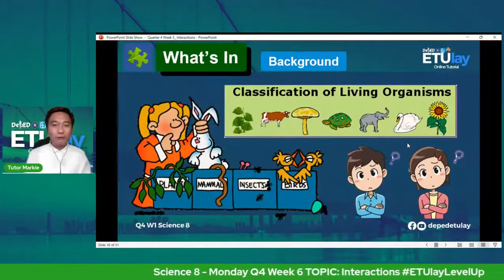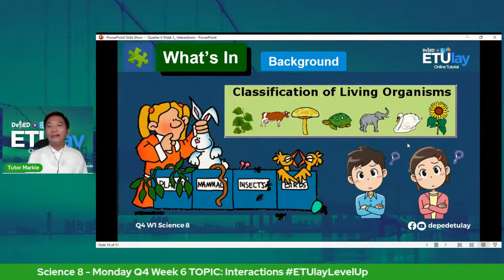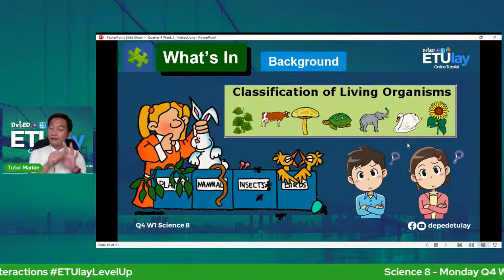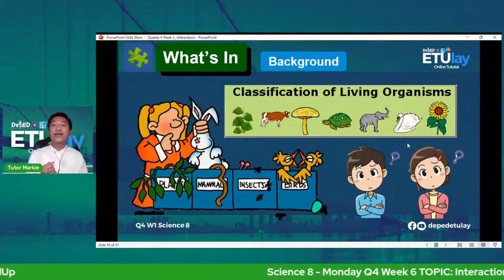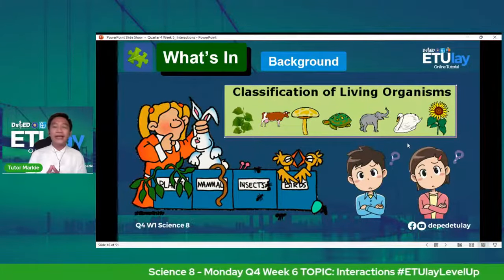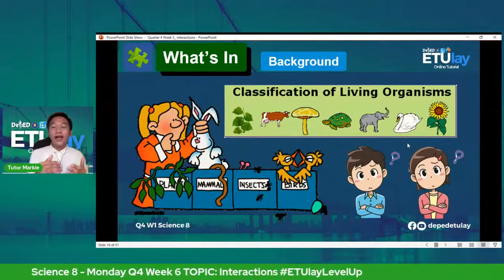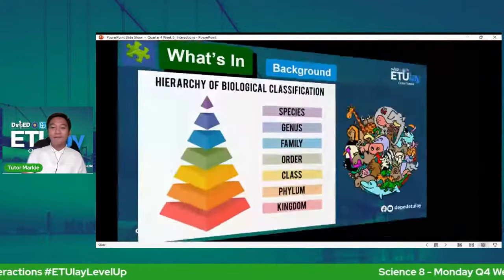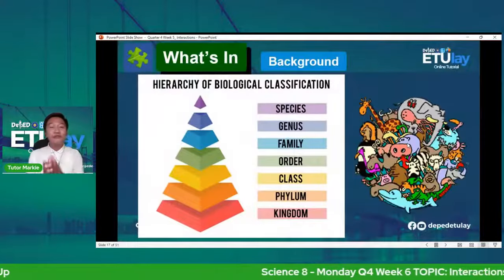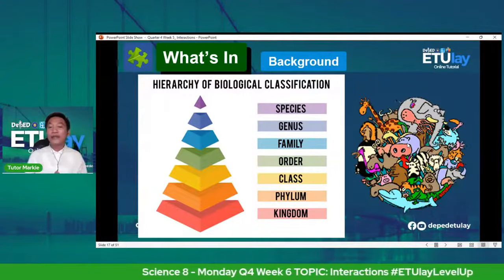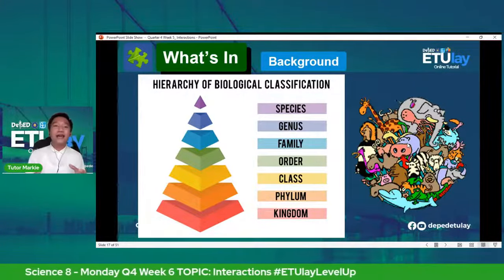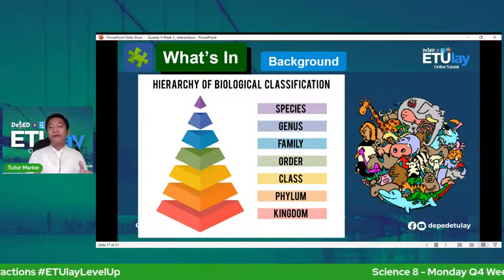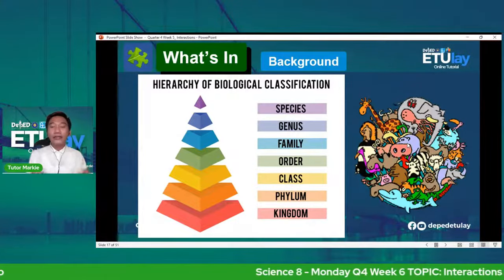For our background or review, if you still remember our online tutorial session on week 4, we already discussed the classification of living organisms. We already identified the hierarchical classification of the organisms. We have the species, the genus, the family, the order, the class, the phylum, and the kingdom. All the organisms we have, whether plants or animals, all of them have their classification, and they are all inside an ecosystem.